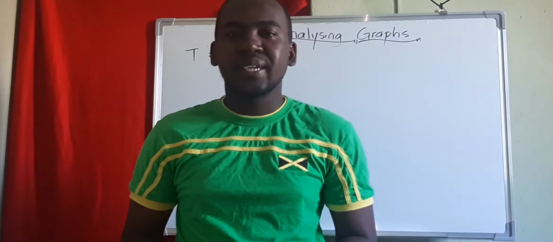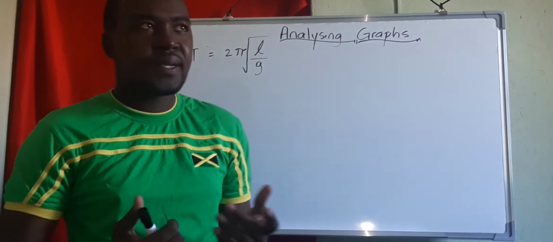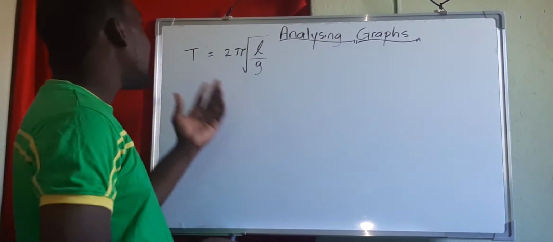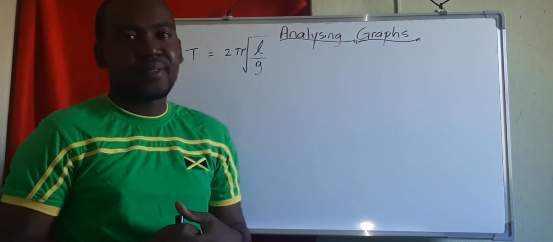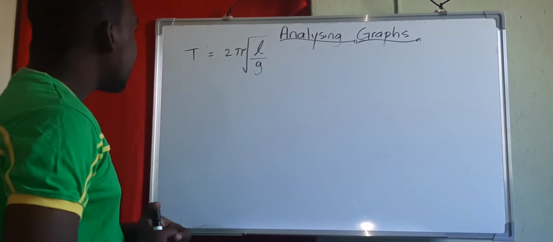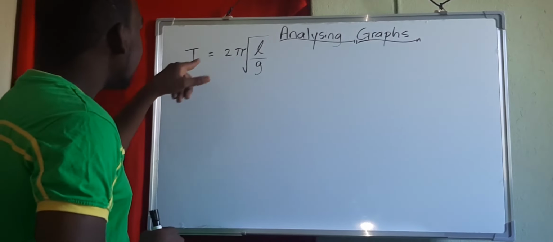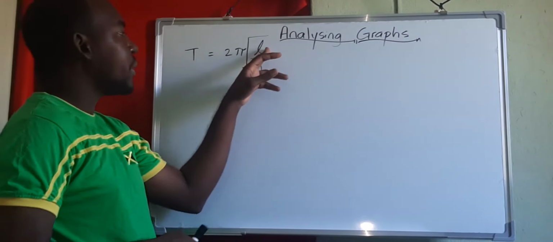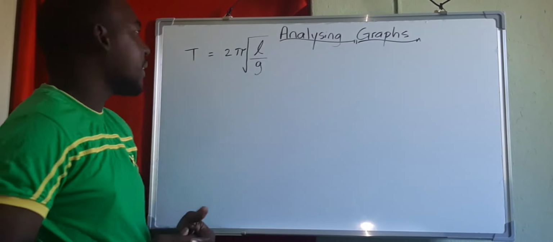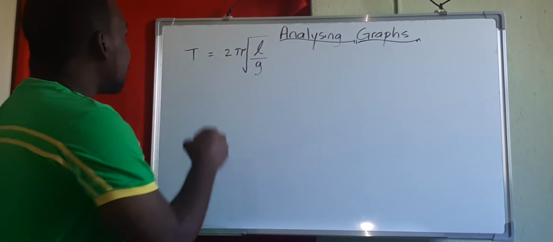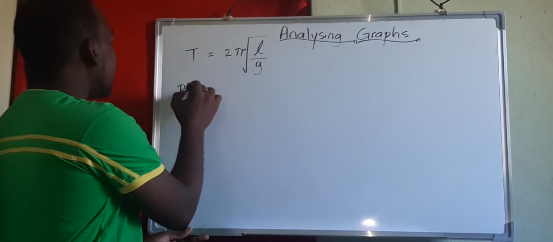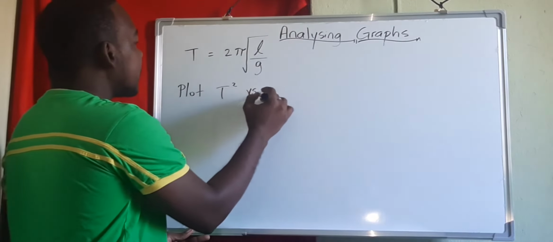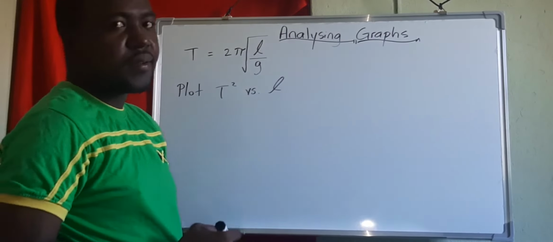Alright, so now we're going to look at how we can get information from the first equation, right? So this equation is the equation of a pendulum, which we all know. So for the pendulum, the periodic time T is equal to 2 pi square root of the length of the pendulum over g, gravitational acceleration. So the popular plot we normally use would be plotting T squared versus length, right?